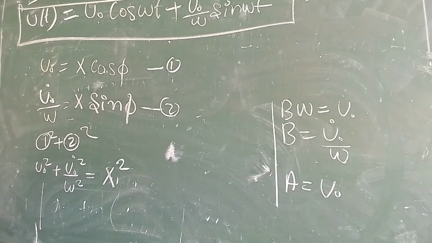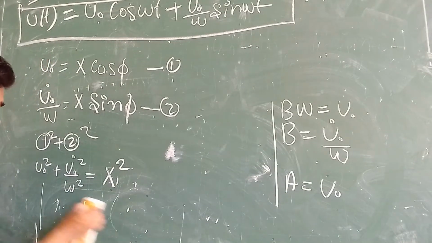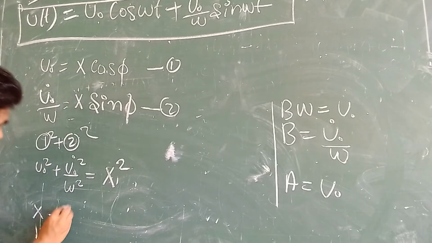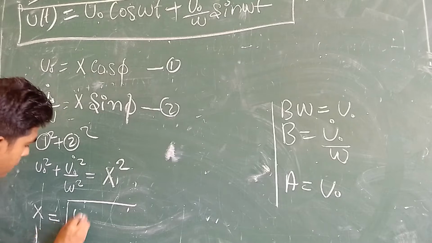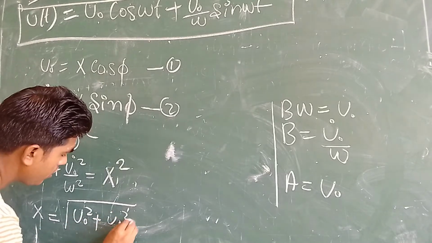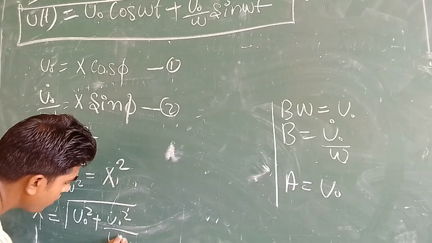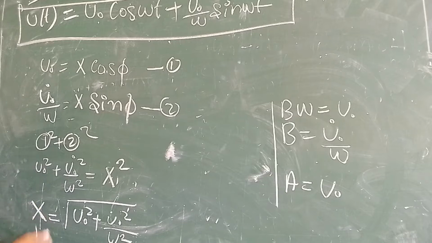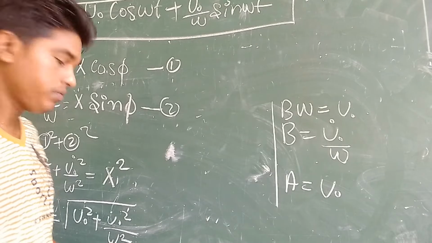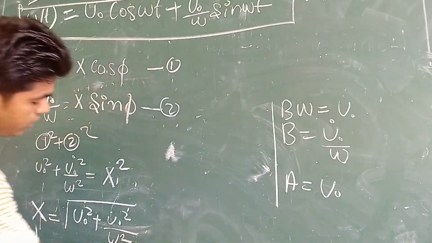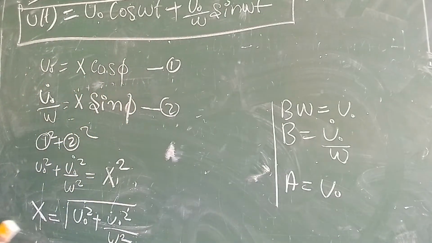So x is equal to root under u naught square plus u dot square by omega square. Okay, this is the amplitude of the vibration, this is the amplitude value.